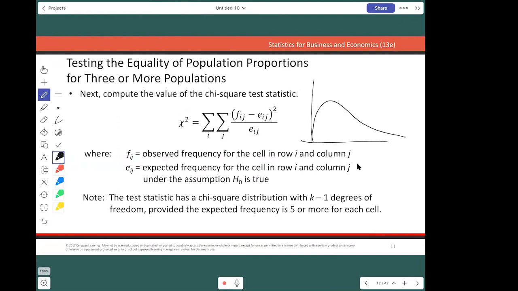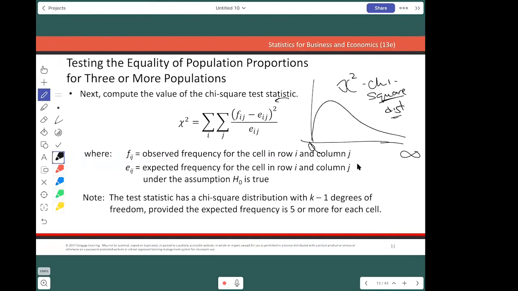Something like that. It does not go below 0. There's no negative values in that because we're squaring the top, right? So it goes from 0 to infinity. And we refer to that as a chi-square distribution. Okay? So chi-square. Not chai or chi, but chi.